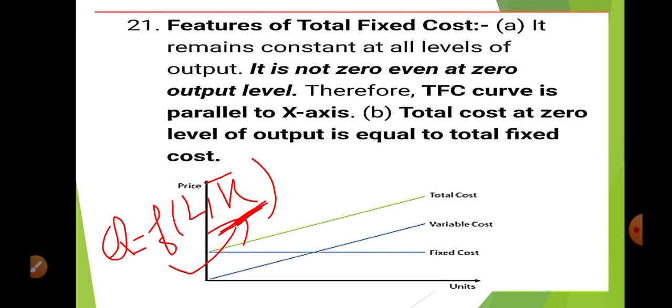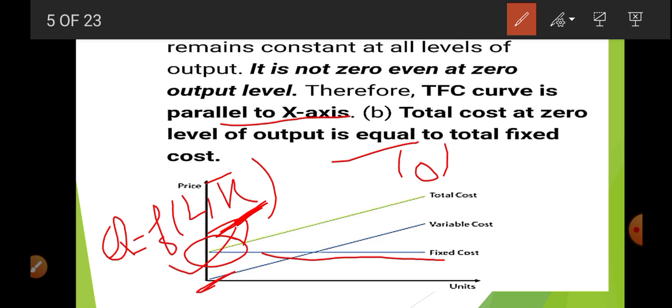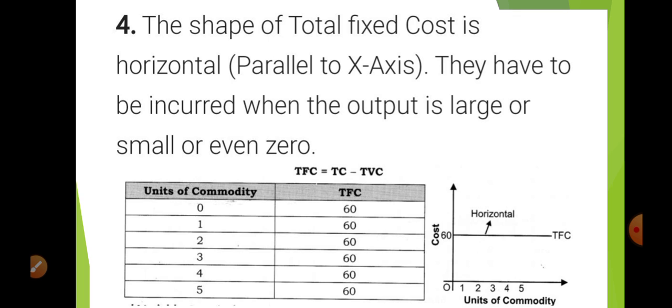So that is given here. It remains constant at all levels of output. It is not zero even at zero level of output. Okay. The TFC curve is parallel to the x-axis. This is the second important point. Total cost at zero level of output is equal to TFC. You come to know three things. First of all, TFC remains constant throughout the production process. It never starts from the origin. Why? Because it is a positive value when the production is zero. It remains constant throughout the production process, so that is why we get a horizontal line. Okay. Now, what is the shape of total fixed cost?